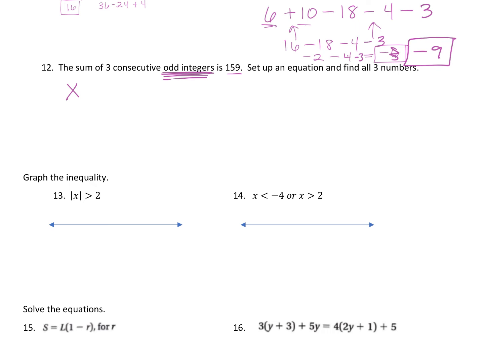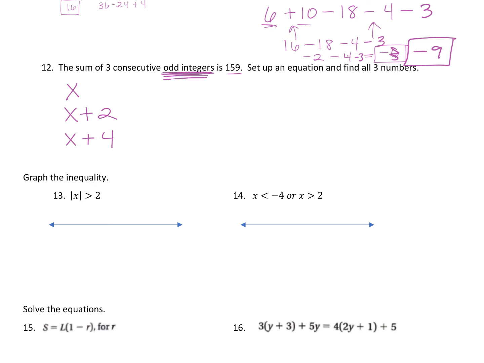Okay, so what's the next number? If we're talking odd integers, we need to go how many higher to get to the next odd number? Not 1, because if we're odd, the next odd number is 2 higher, right? So it's x and then x plus 2. So what's the third number? X plus 4, right? So those would be 3 consecutive odd integers.